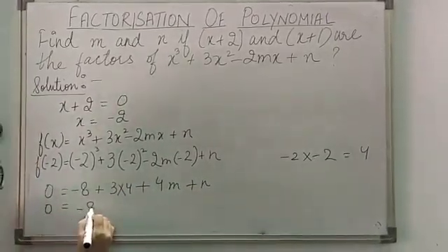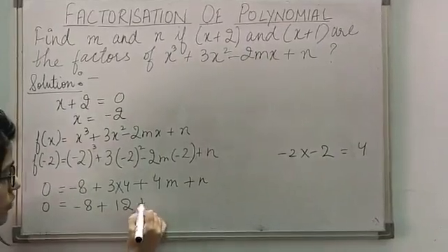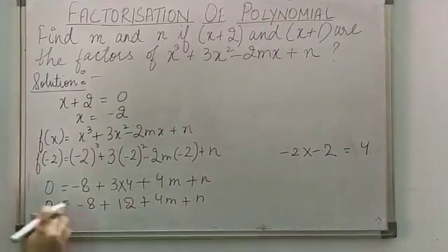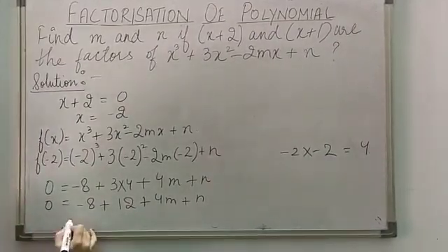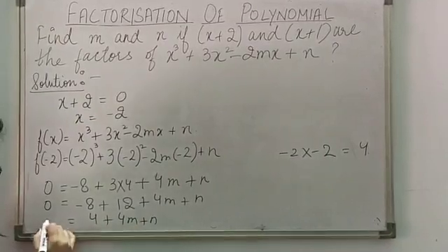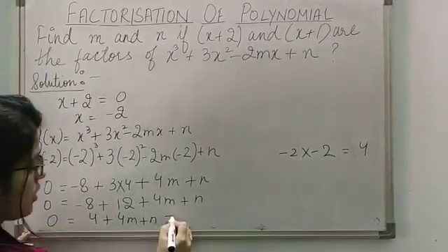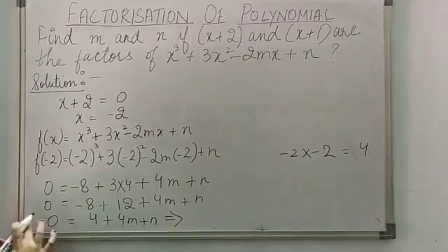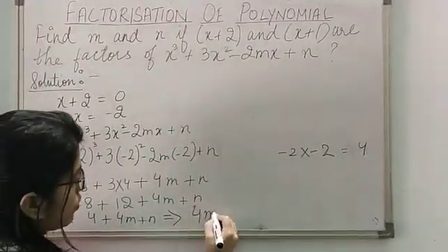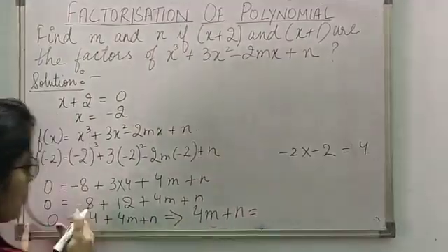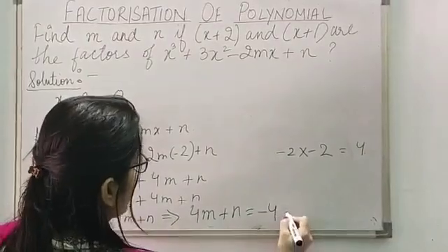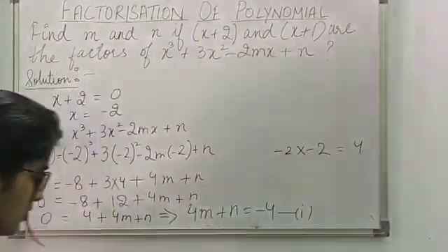0 equals minus 8 plus 3 fours are 12 plus 4m plus n. You will subtract, 12 minus 8 will become 4, that is 4 plus 4m plus n equals 0. You can write it in this manner also. Shift 4 to this side, it will become minus 4. So you can write 4m plus n, and when you shift 4 to the other side, it will become minus 4. That is your equation 1. Okay.